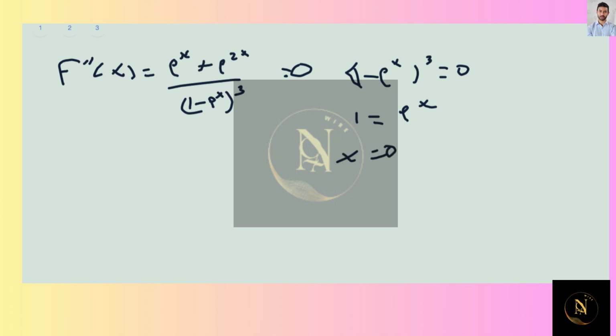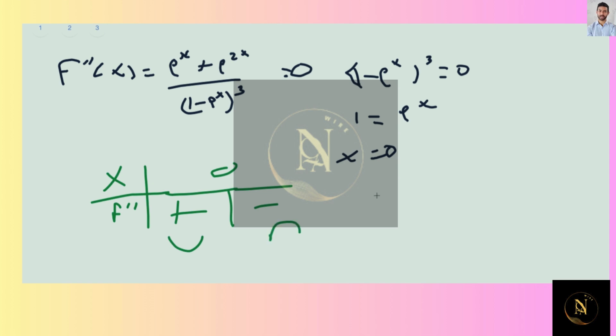So again, we evaluate around 0. We create a sign chart. If you plug in values less than 0 into f double prime, you get positive numbers, and if you plug in values greater than 0, you get negative numbers, so it's concave up and then concave down. And we have an inflection point at x equals 0.